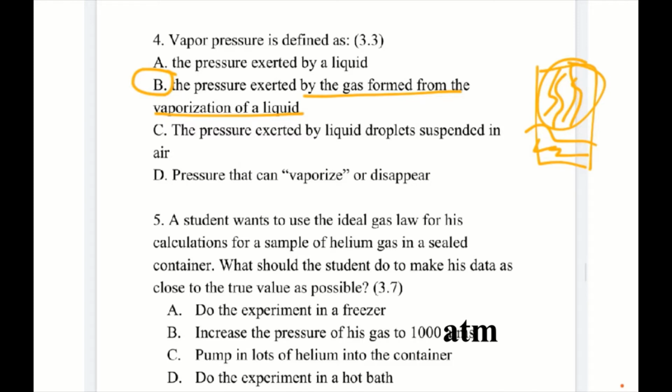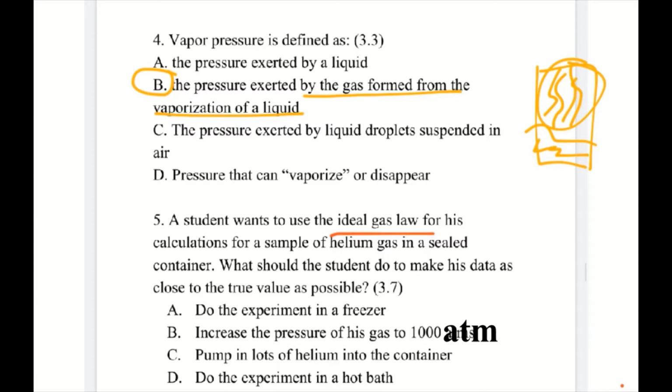Number 5, a student wants to use the ideal gas law for his calculations for a sample of helium gas in a sealed container. What should the student do to make his data as close to the true value as possible? So in other words, the student wants to make the gas as ideal as possible so that the student does not have to use the real gas law in order to make up for the deviations due to the attractions or the size of the particles. So he has to make sure that his gas is ideal in order to use the ideal gas law. I mean, that's why it's called the ideal gas law, right?